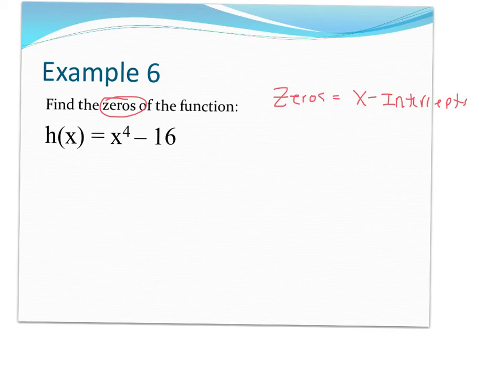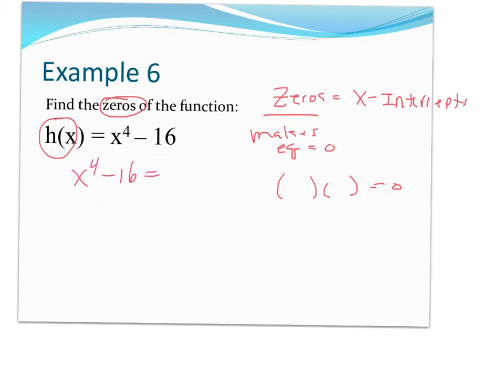But basically, it's what makes the equation equal to 0. Well, think about what we've been doing. We've been factoring and setting it equal to 0. So what x value makes this guy equal to 0? So we have h of x. So we have some function. This guy is the same as y. So what we're going to do is set the equation equal to 0 and solve.